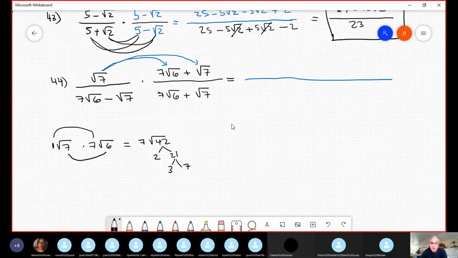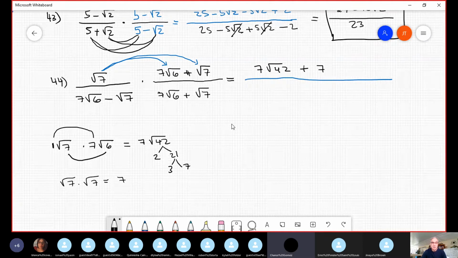So, 7 radical 42. Plus, because this sign is plus, radical 7 times radical 7. Radical 7 times radical 7 is? We repeat this a lot of times. Radical any number times radical any number is the number. So 7. Okay, 7. Chance, 7.